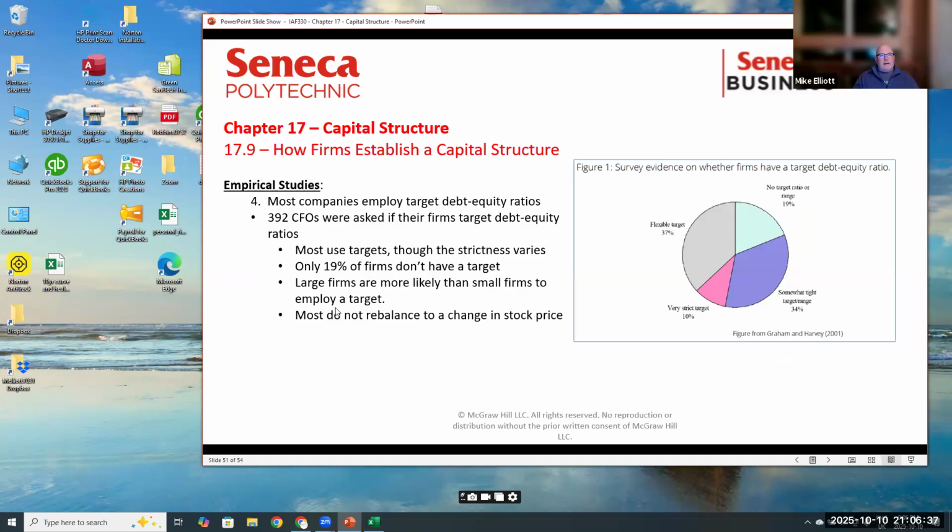And I said, don't use debt to equity targets. 392 CFOs were asked if their firms employ a debt to equity target. Most use targets. 37% have a flexible target, 10% have a strict target, 34% have some sort of a target, only 19% said, yeah, we don't target. None of them rebalance their targets as their stock prices change. Very kind of interesting though.